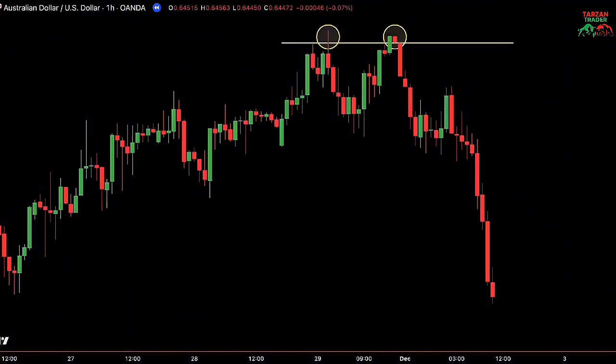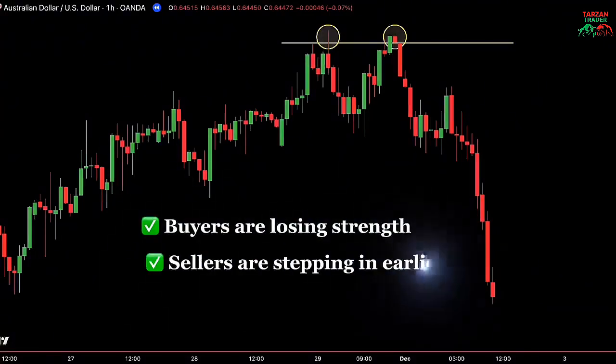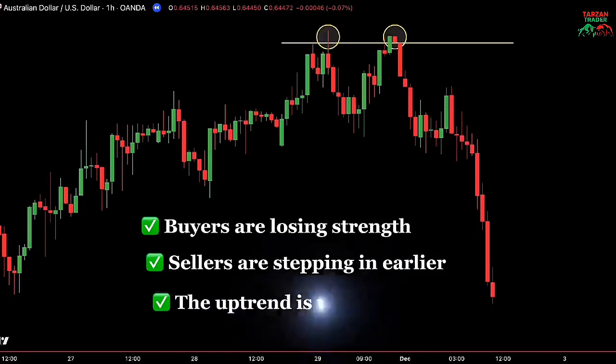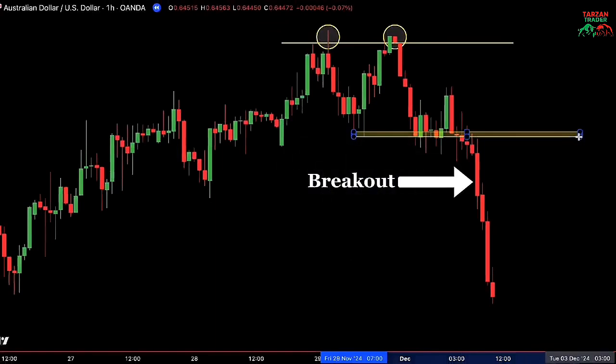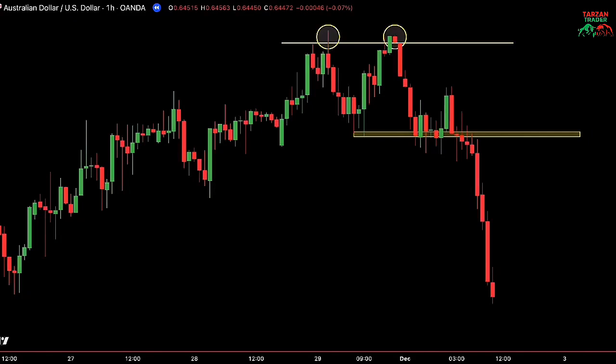The fact that price fails to make a new high tells us buyers are losing strength. Sellers are stepping in earlier. The uptrend is weakening. When price breaks below the previous low, the double top is confirmed, signaling a potential downtrend. What does this tell us about market structure? The market was trending up, but buyers failed twice to push higher. This shift in power marks the transition from an uptrend to a downtrend.